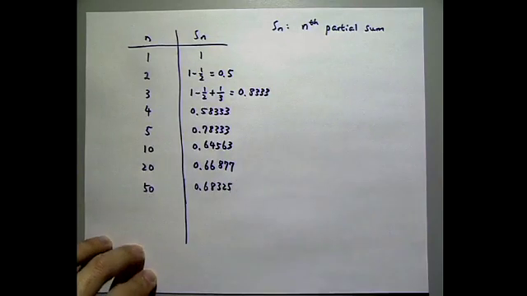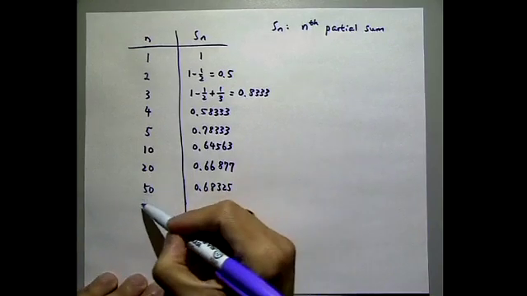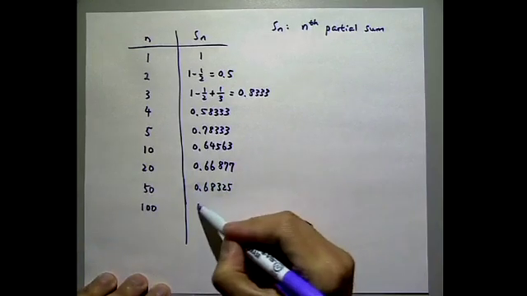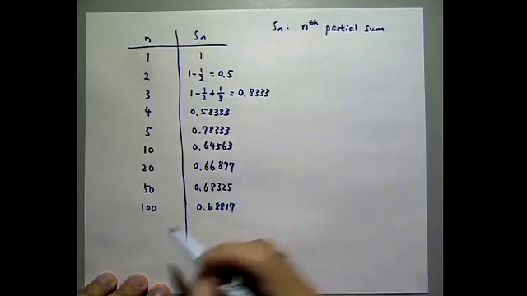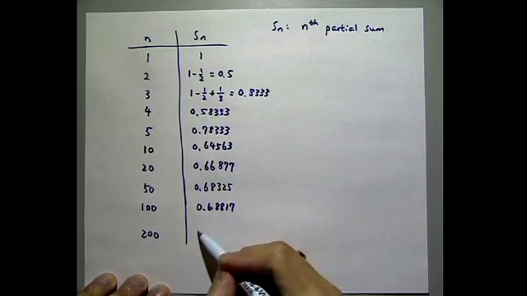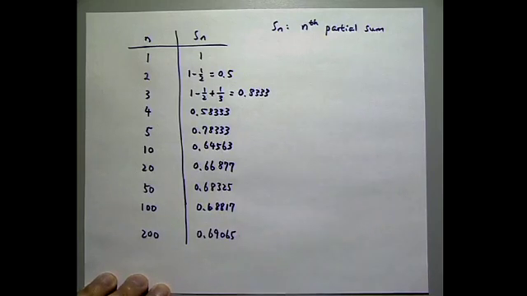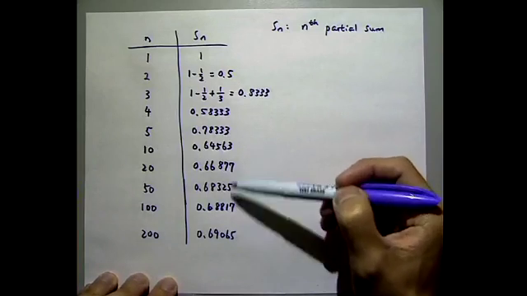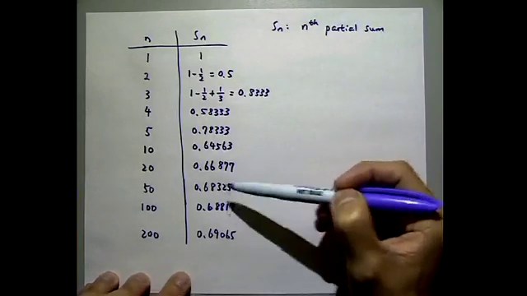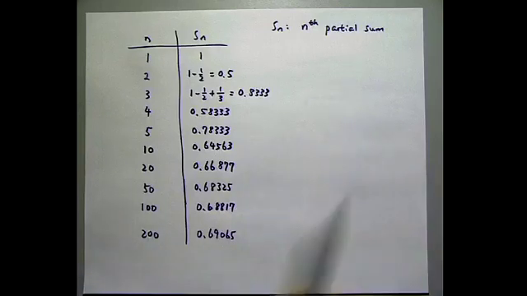Now, obviously, I didn't do this by hand. I had a computer help me. 100, and 200. All right. So between 50, 100, and 200, it appears to be settling down now. It's 0.68, 0.688, 0.69. So it appears to be settling down after a while.